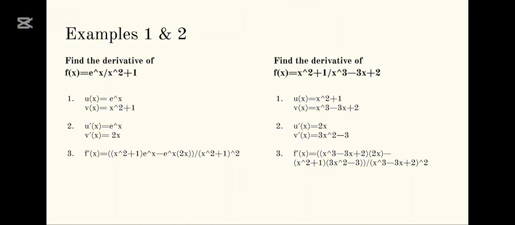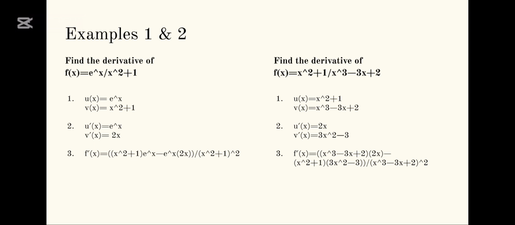For u of x, we're going to multiply 2 by 1 and subtract 1 from the power of 2, so it's going to be 2x. And the derivative of v of x, we're going to multiply the coefficient by 3, so it's going to be 3 times 1, and subtract 1 from the power of 3, so it's going to be 3x squared, and then the negative 3x is just going to become negative 3, so 3x squared minus 3.